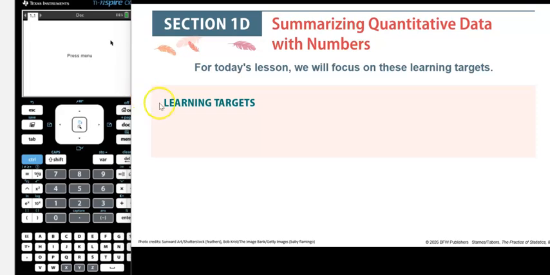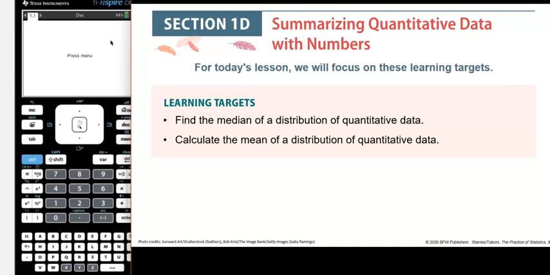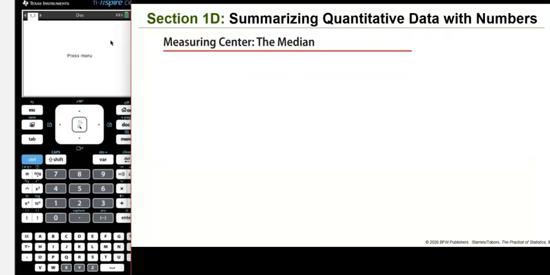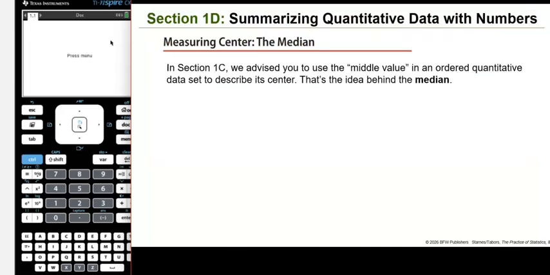Okay, so today's lesson, we're going to find the median of a distribution and calculate the mean. Again, this is quantitative data, so these are numbers. Makes sense. Okay, so the median. We've just briefly touched on it.